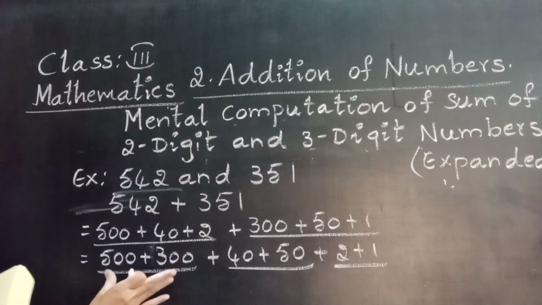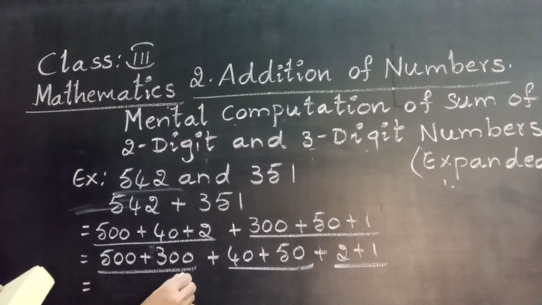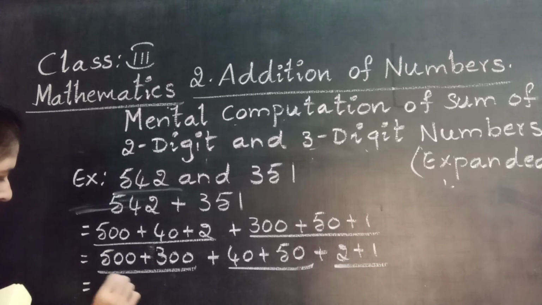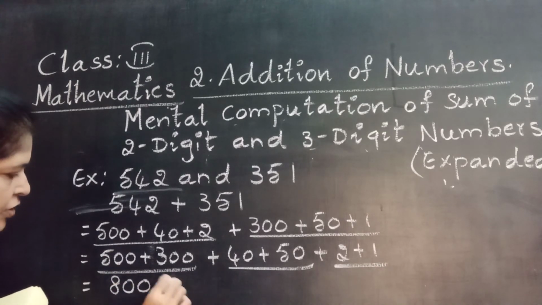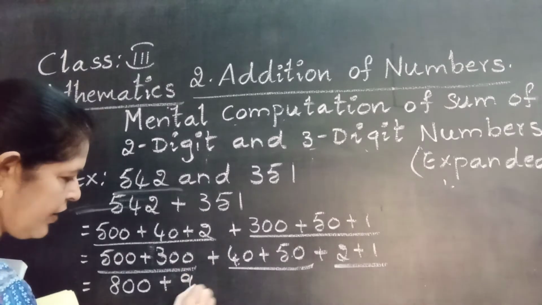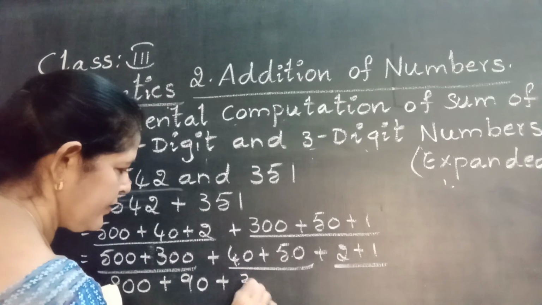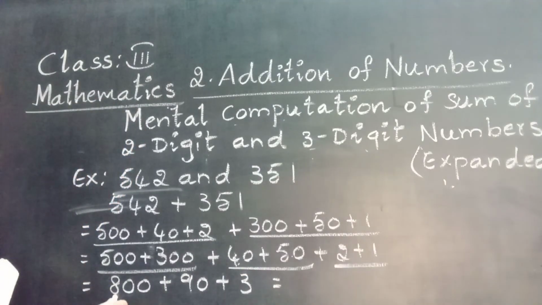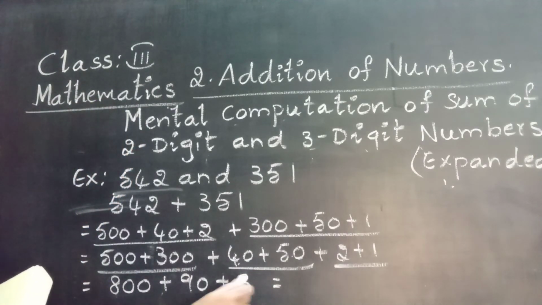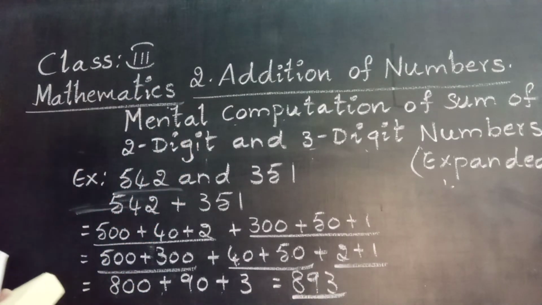Now see, hundreds, tens, ones. Now add hundreds, 5 plus 3, 8, put 2 zeros. Adding tens, 4 plus 5, 9, put 1 zero, 90. 2 plus 1, 3. Now read: 800 plus 90 plus 3 goes to 893. Now we are going to check.